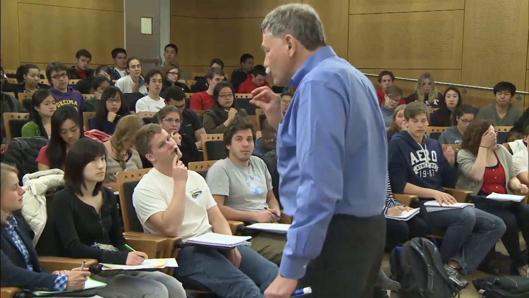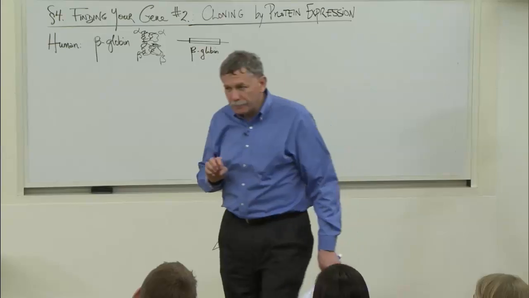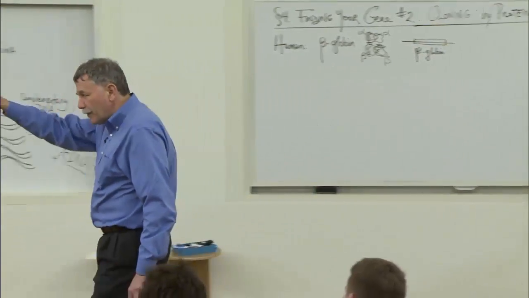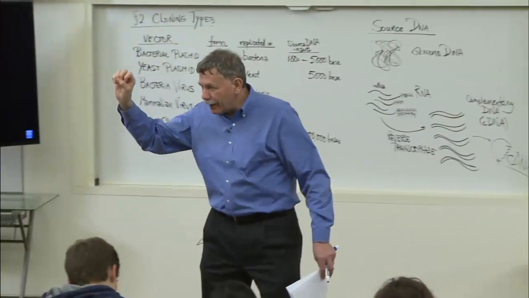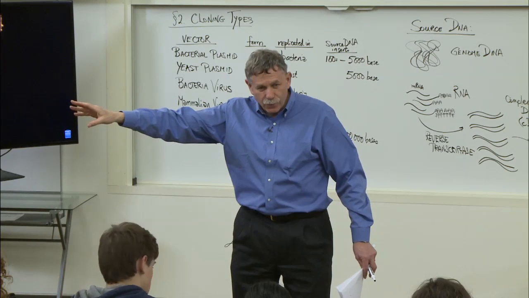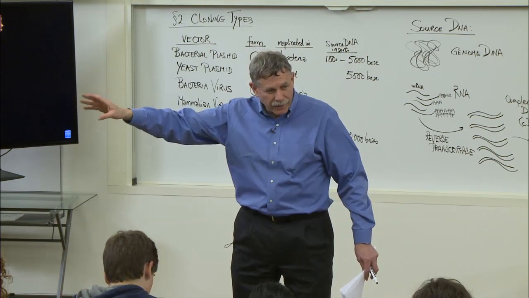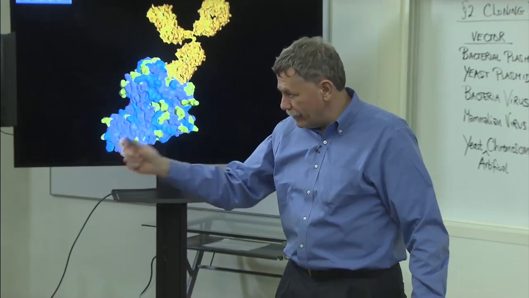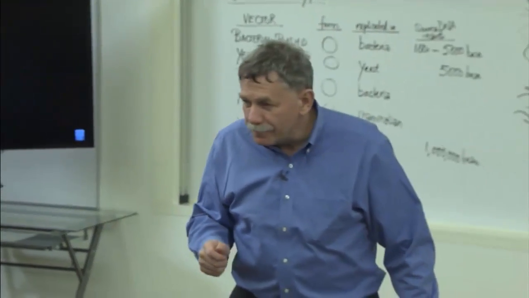How are we going to do it? I've got antibodies that can recognize beta globin. I purified beta globin from blood. I injected it into a rabbit. I let it develop an immune response. I got its antibodies. I've given you a tube of antibodies. What am I going to do now?